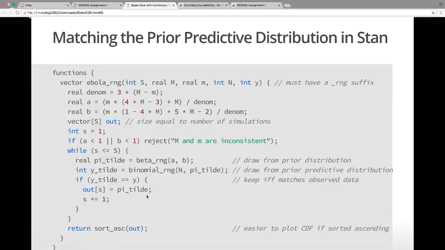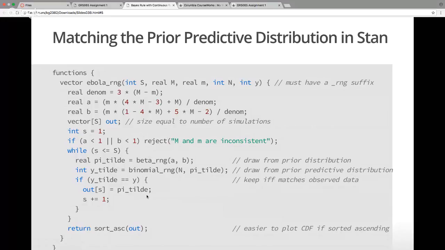And this is where I draw from the prior predictive distribution. So I'm going to take a real draw, which I'll call pi tilde, from the beta distribution random number generator with parameters A and B. So this is a draw from my prior distribution. I'm going to use that to draw an integer y tilde from a binomial distribution with size n and success probability, the realization that just came from that beta random number generator, pi tilde.